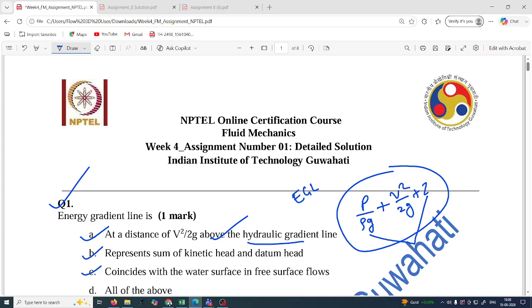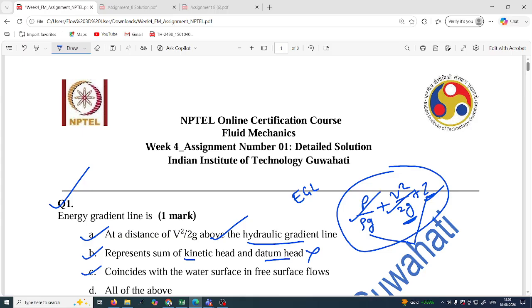Option B represents sum of kinetic head and the datum head. So this is your kinetic head and this is your datum head. Option C, coincides with the water surface in free surface flow. So the second one I think is not correct. Why? Because it is the sum of pressure head, kinetic head and the datum head, and in the option only kinetic head and the datum head is given. So this is wrong. Third one, coincides with the water surface in free surface flow, not quite. It is above the free surface.